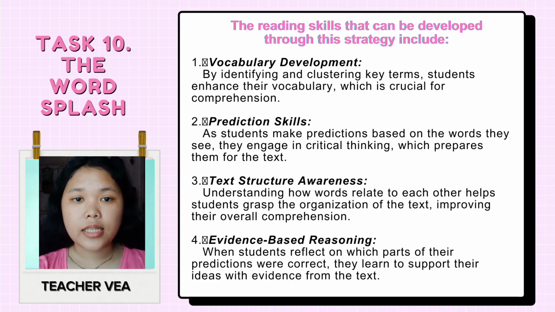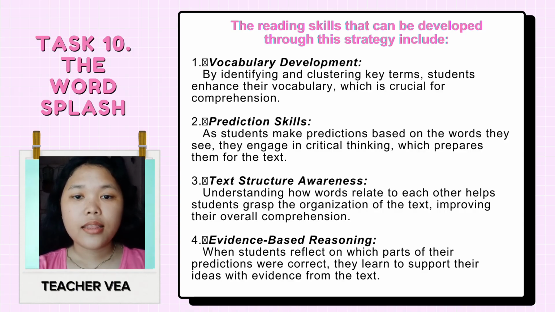The reading skills that can be developed through this strategy include: Number 1. Vocabulary development. By identifying and clustering key terms, students enhance their vocabulary, which is crucial for comprehension. Number 2. Prediction skills. As students make predictions based on the words they see, they engage in critical thinking, which prepares them for the text.